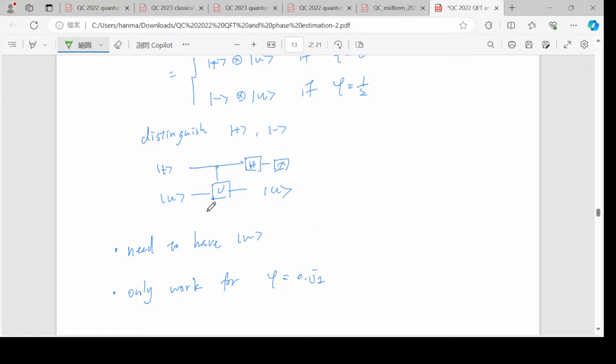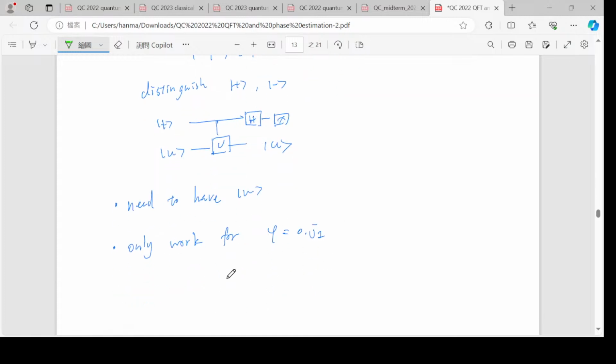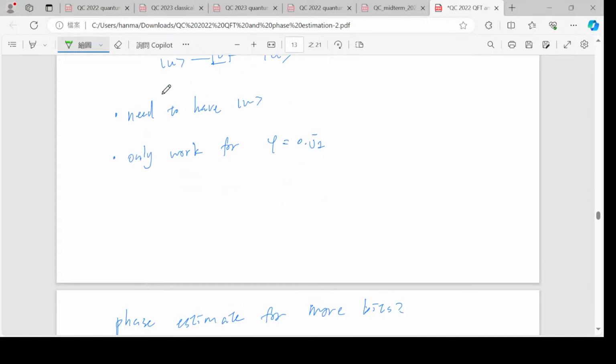Okay. A few things to note here. The first constraint is that it only works for phi equal to 0.j1. So if I have this zero position, the state also needs to be promised to be exactly in this form. And you also need to have one copy of your eigenstate here. So there are quite a bit of restrictions on our phase estimation algorithm, and we will solve these problems later.